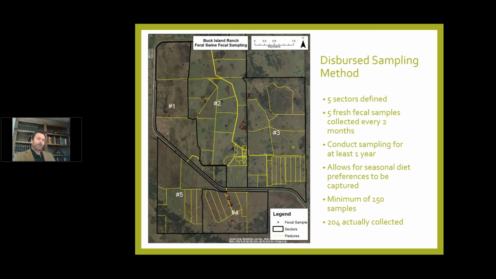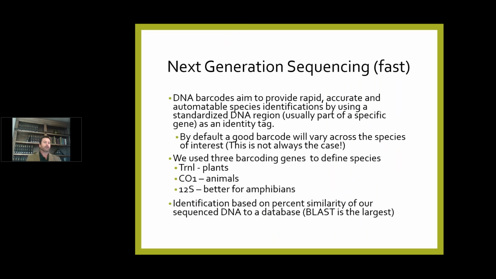So we did this, and we did it 6 times a year, and each time we collected at least 25 fresh samples, which is a minimum of 150 samples, and in the long run we actually ended up collecting 204. So 204 pig poop samples. And they are then going to go through a process known as next generation sequencing, which is basically doing it really fast. That's all. It's a fancy word for doing things fast.